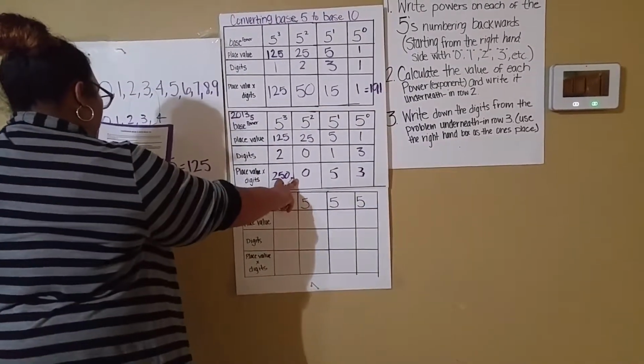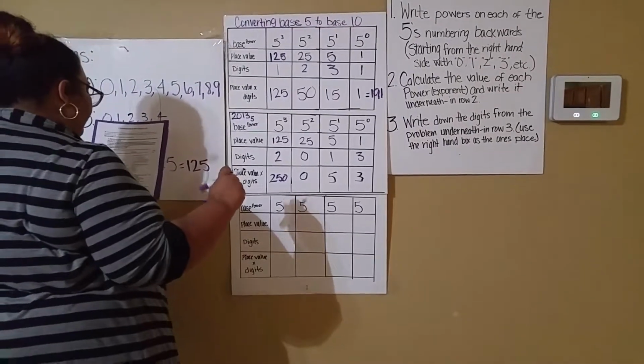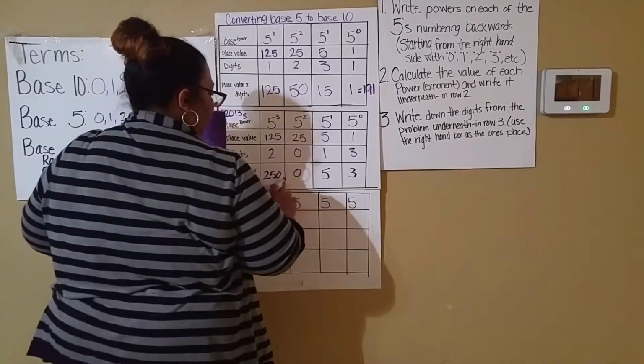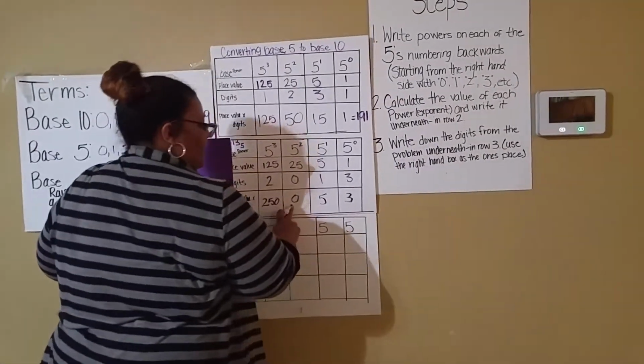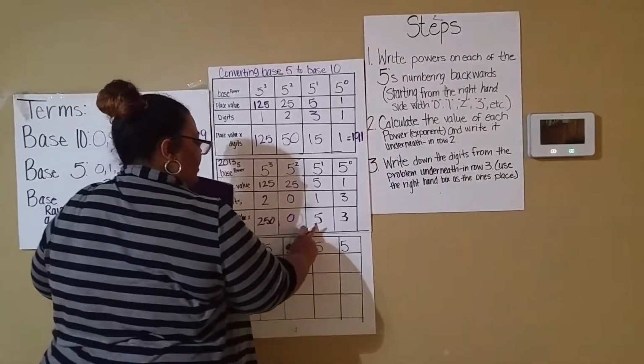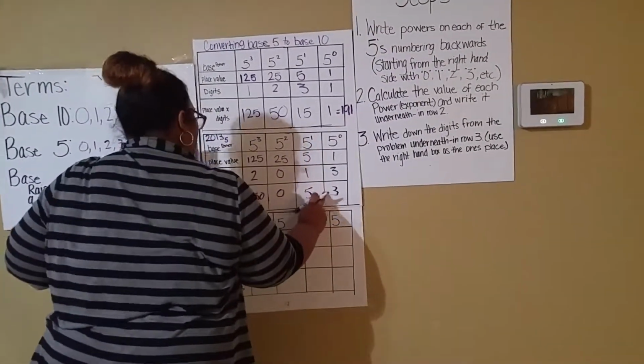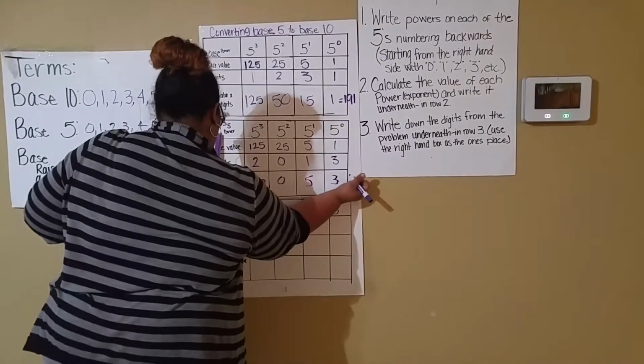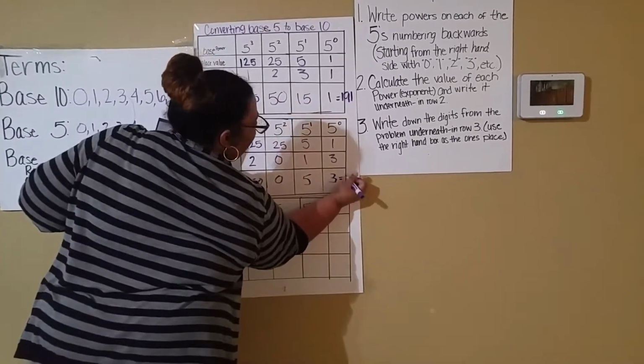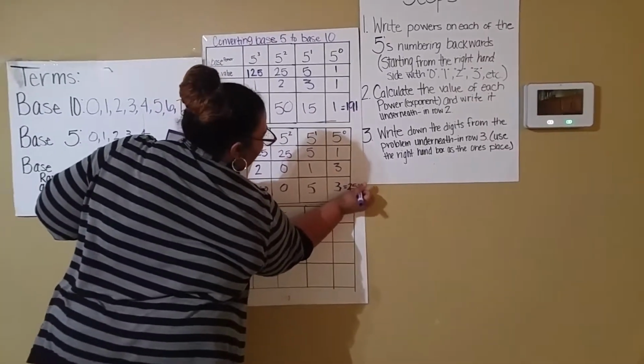We will now add up the numbers in the bottom row. 250 plus 0 plus 5 plus 3 is 258.